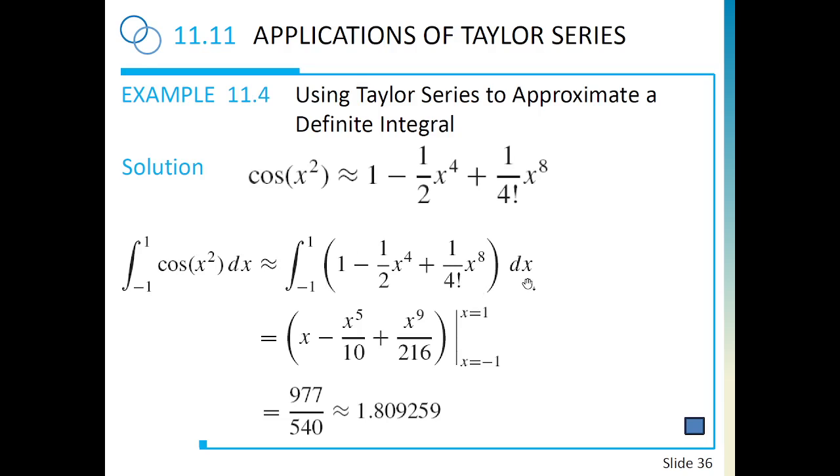So we integrate the polynomial as we usually do. We evaluate the bounds and we get an approximate value of the integral. So that's another application. Obviously, if the question was to use a polynomial of degree 12, well, we will use another term, etc. So depending on the question.